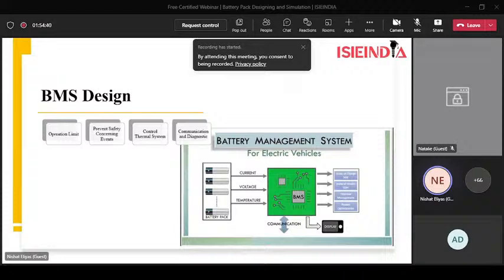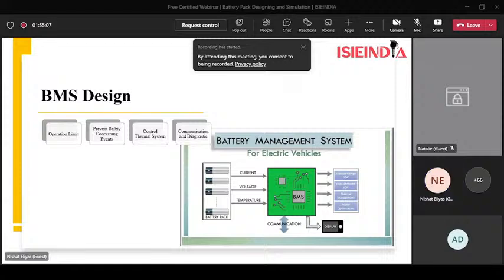A good BMS design is necessary to ensure that every cell connected in parallel or in series gives the proper amount of charging current while the battery is in charge, and that the proper amount of current or capacity is drawn when the vehicle is on load.